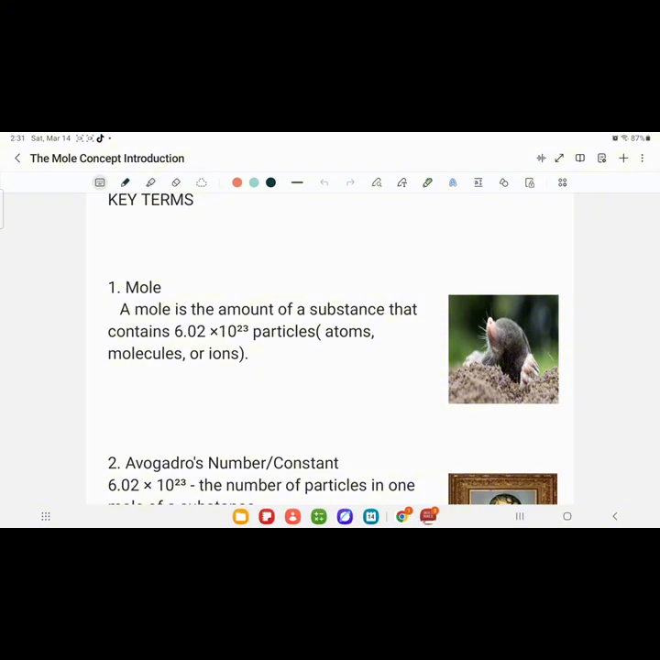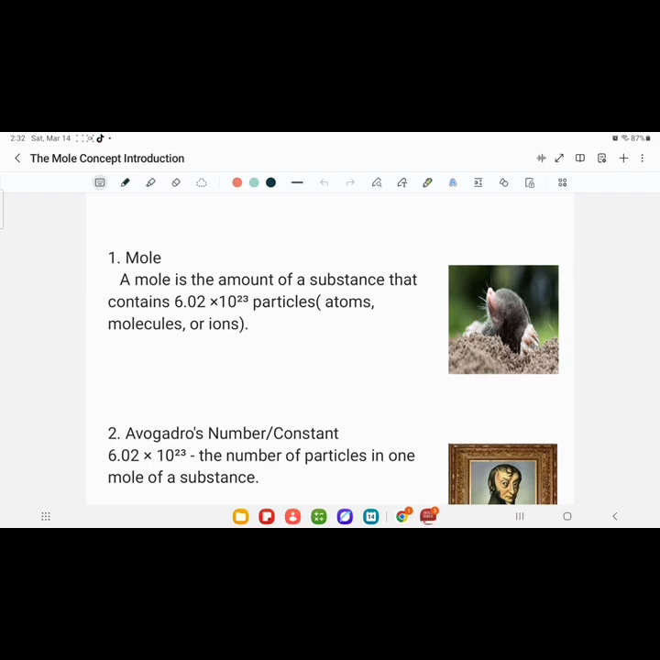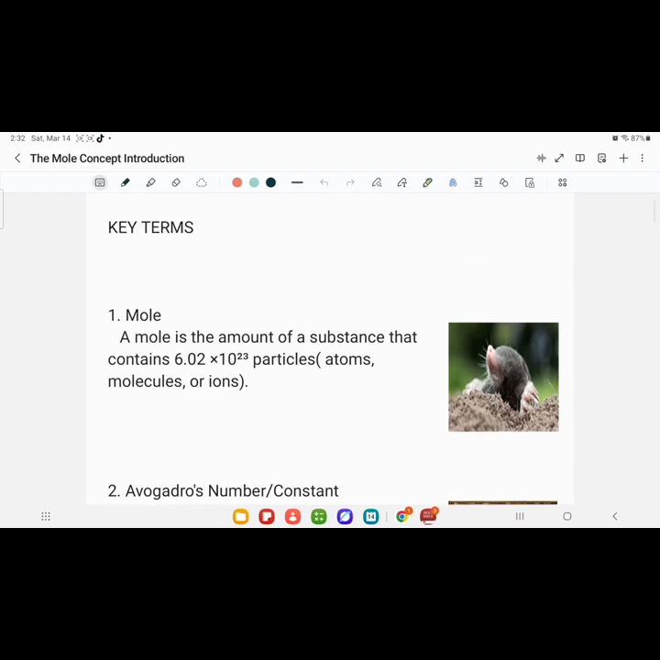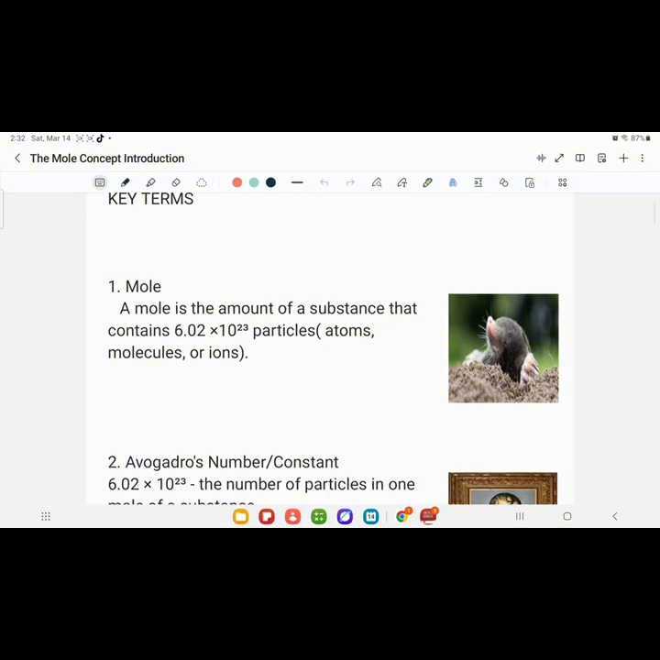So just like that, chemists use the concept of moles to calculate how many particles are in a substance. They say that 1 mole is equal to 6.02 times 10 to the 23rd particles, and this number is known as Avogadro's number. To understand the depths of this topic, there are some key terms you must be acquainted with.